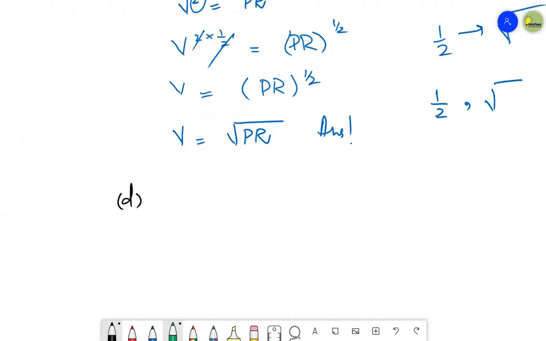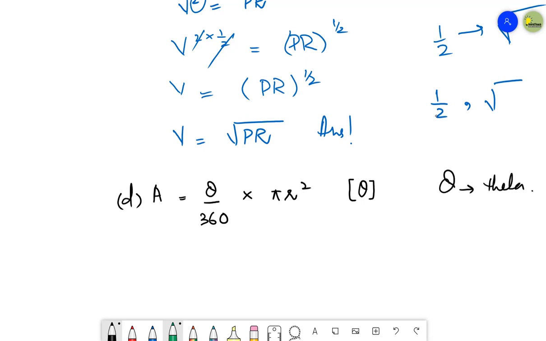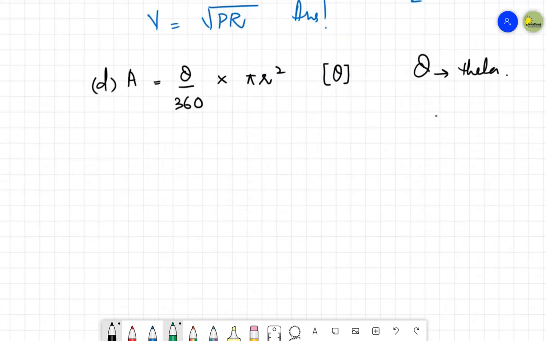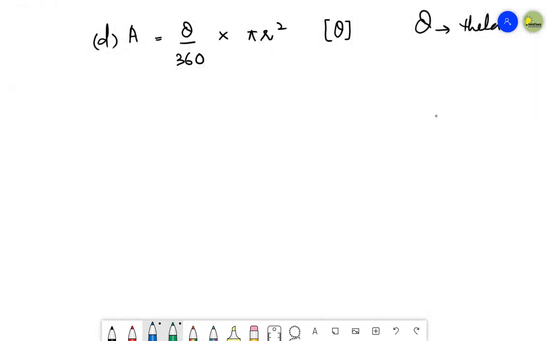In part D, I have A equals theta divided by 360 multiplied by pi r square. In this equation, you have to find out the value of theta. This symbol is represented as theta, right? So you have to make theta the subject of your formula. First of all, in the first step, you have to flip the equation. So theta divided by 360 multiplied by pi r square equals A.